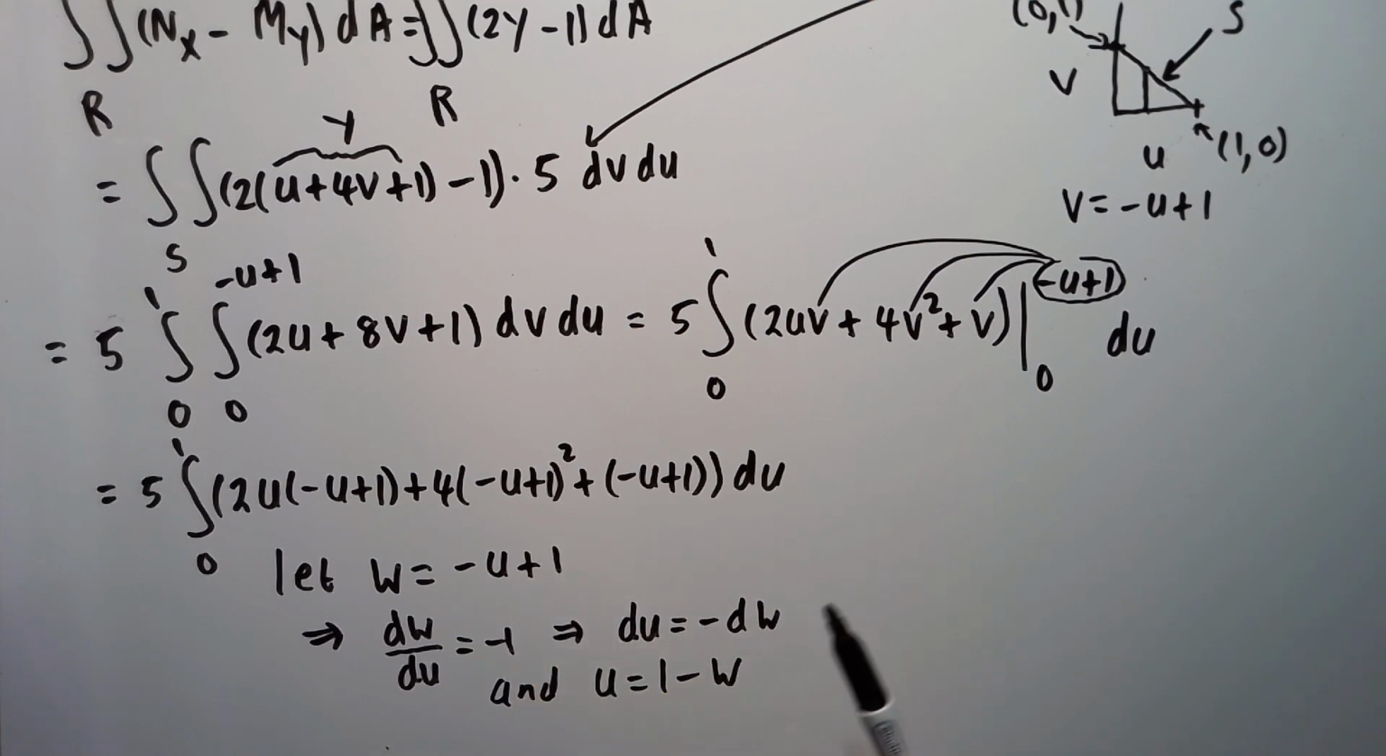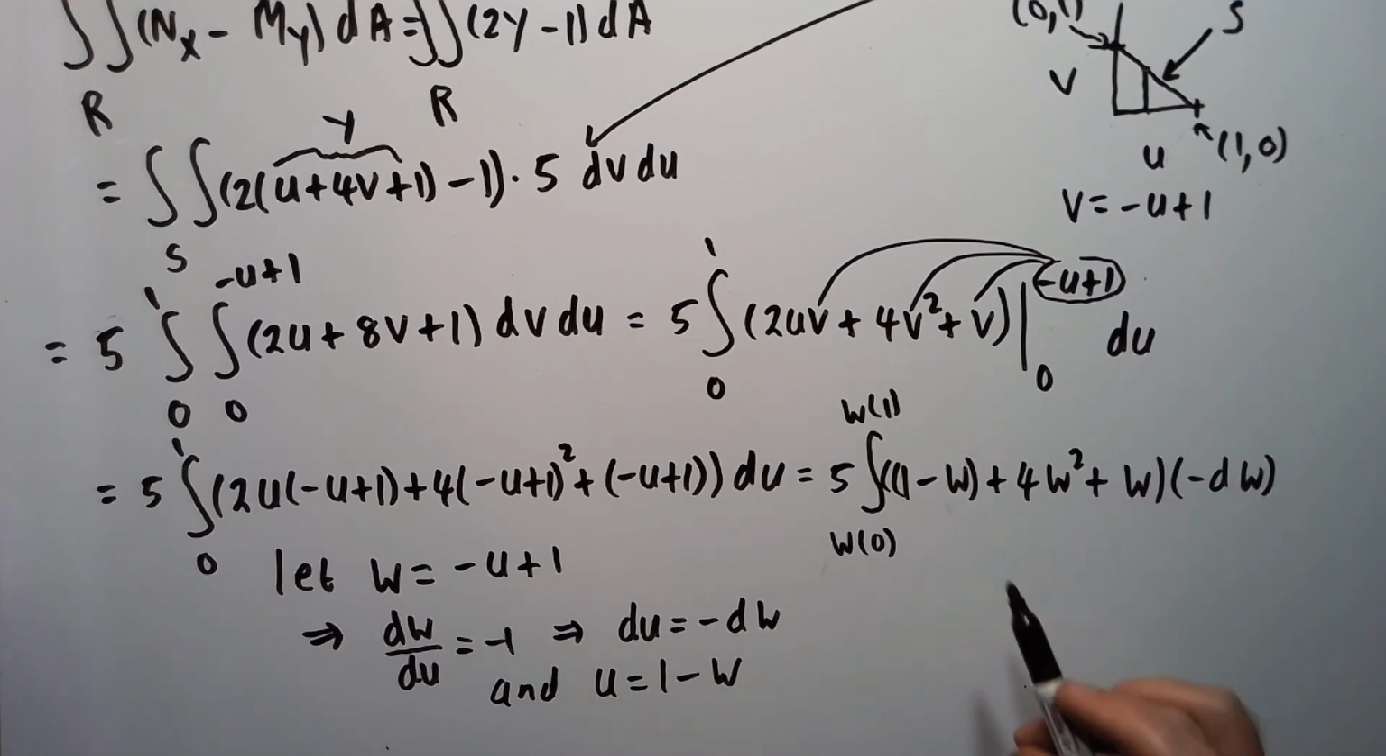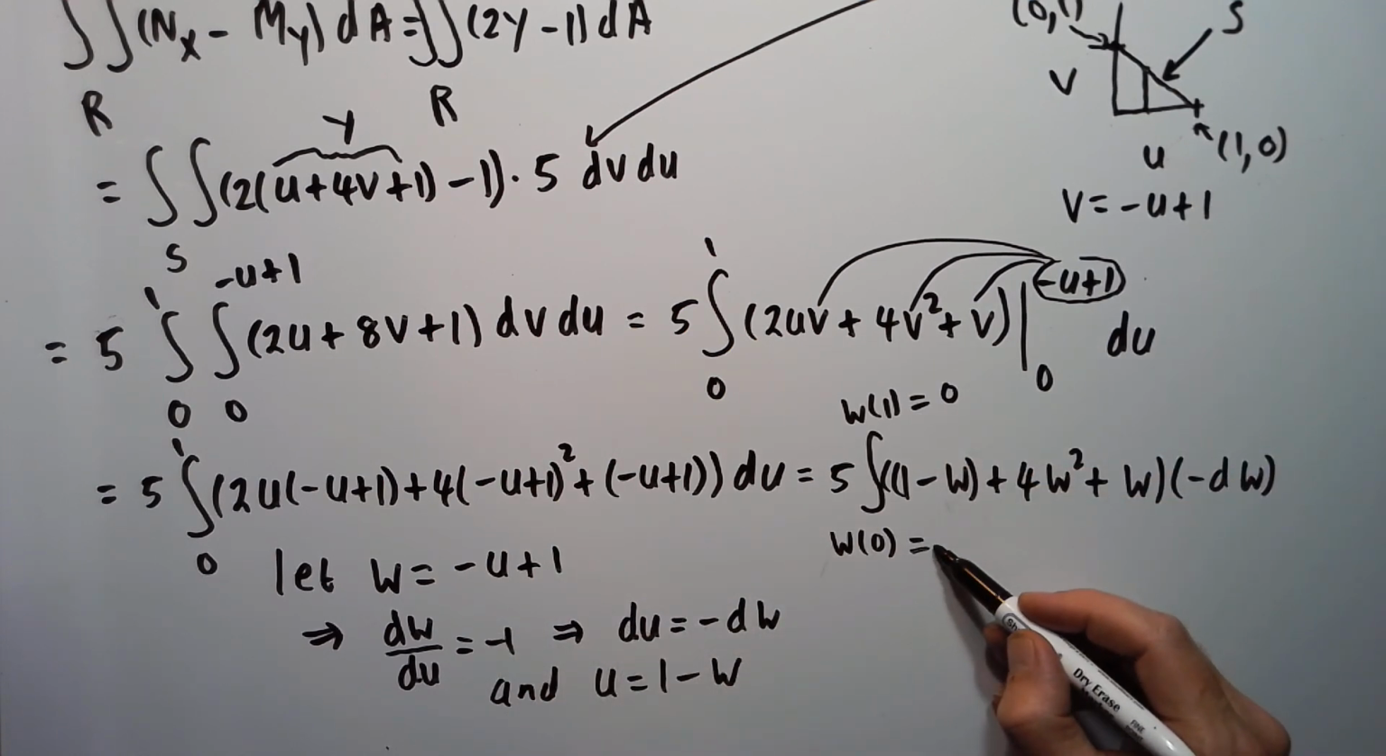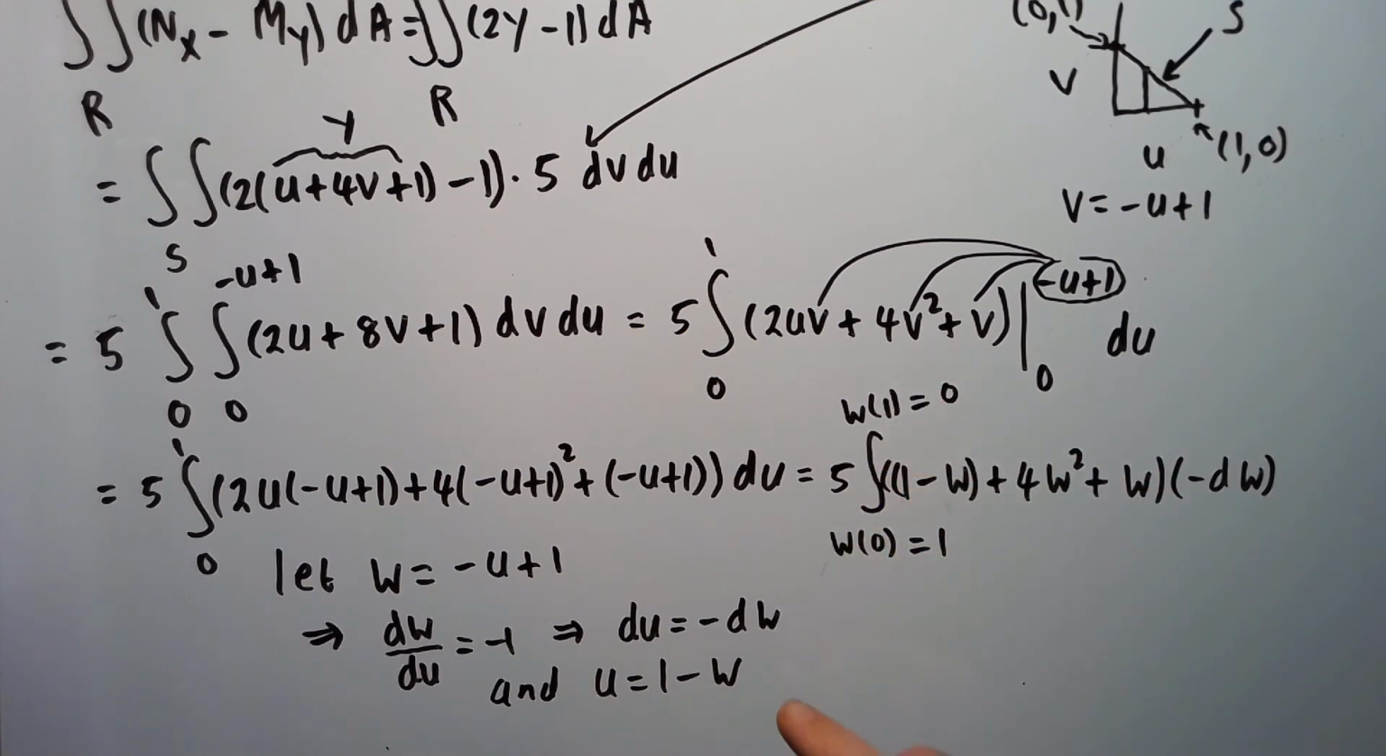Now we could just expand this, but I'm actually going to do a w substitution. I think it might save a bit of time. So I'm letting w equal negative u plus 1, then dw du would be minus 1, so du would be negative dw, and solving for u, because I'm going to have to replace the u over here, I get u equals 1 minus w. So let's make the substitution now. So making a substitution, I get this. So w at u equals 1 would be 0, and w at u equals 0 would be 1. I can then switch this integral around, and let me just write another step here.